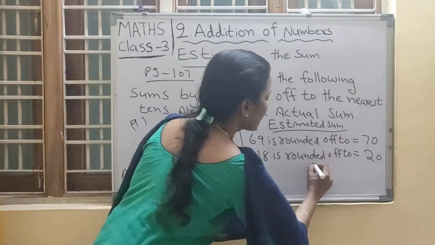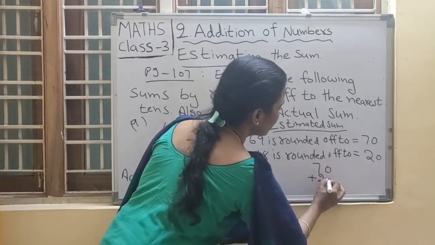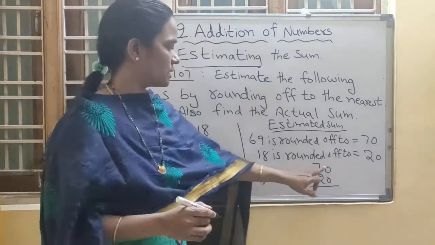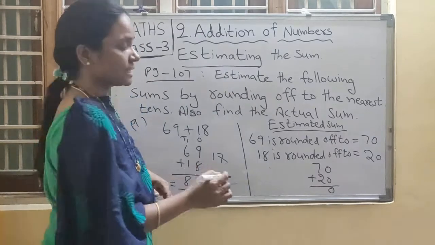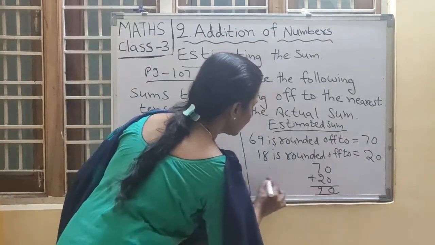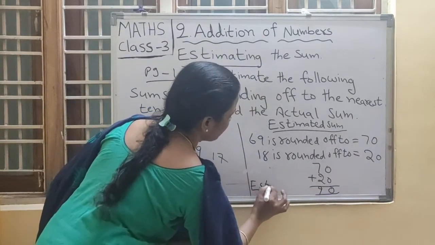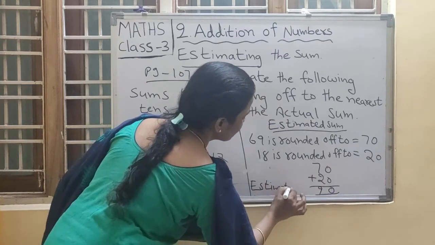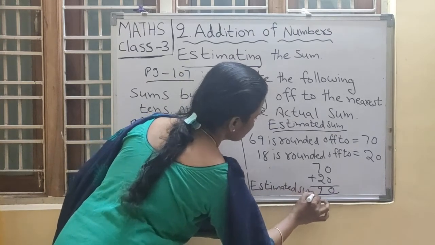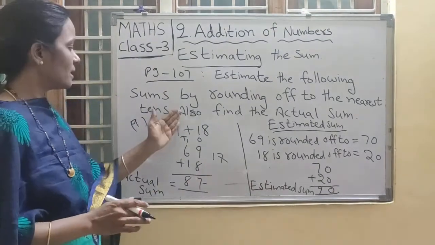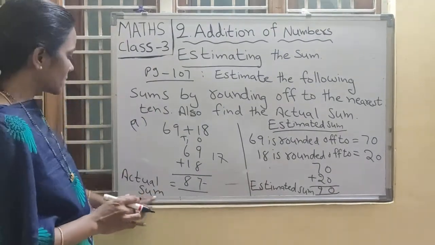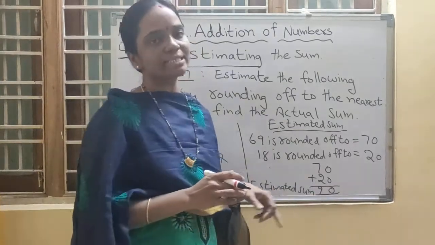Now we have to add these two numbers, 70 plus 20. What is the answer? 0 plus 0 is 0. 7 plus 2 is 9. So 90 is the estimated sum. Estimated sum, so some rough value. Estimating means taking rough values of the given numbers. So this is the actual sum. This is the estimated sum.